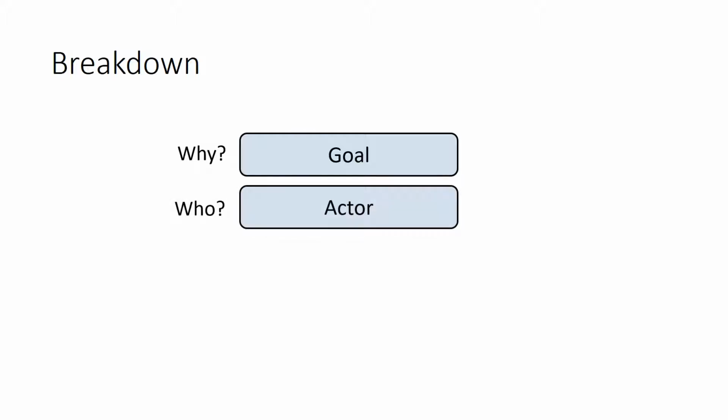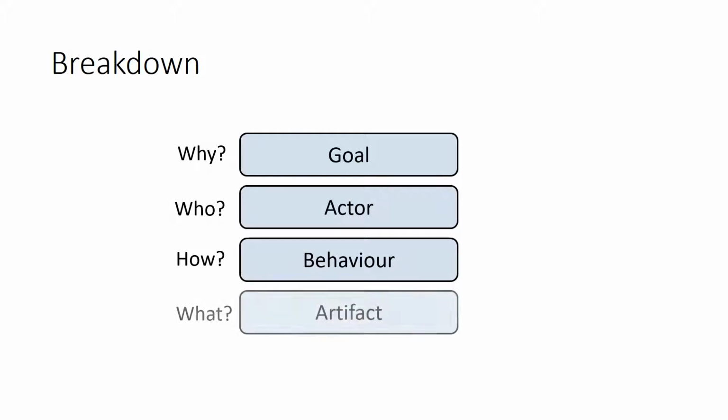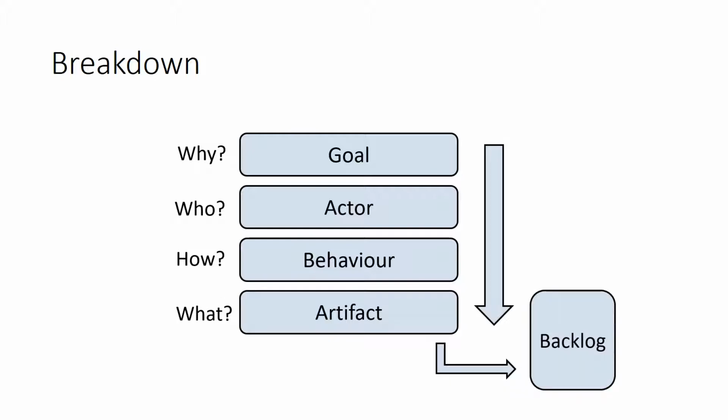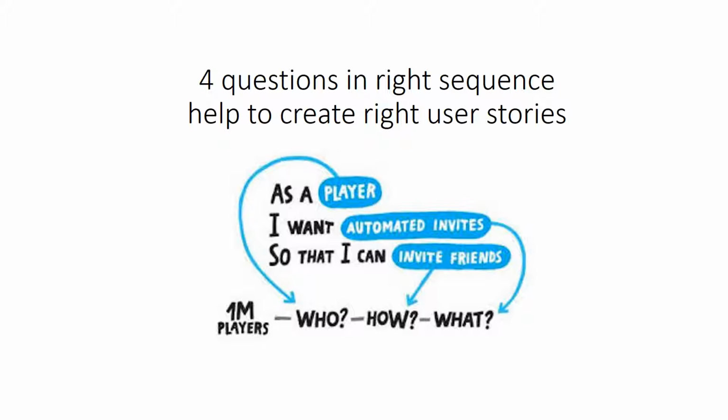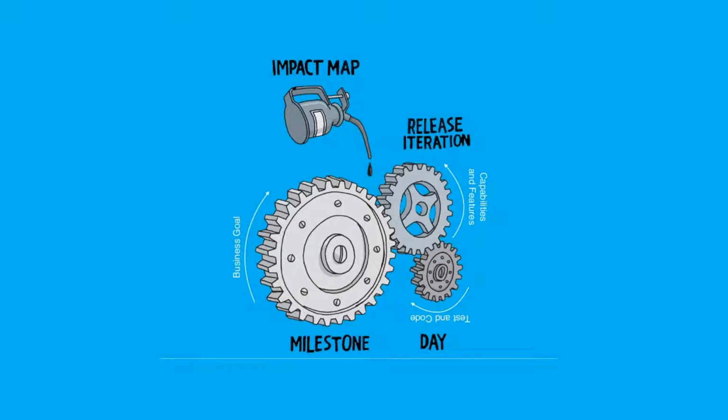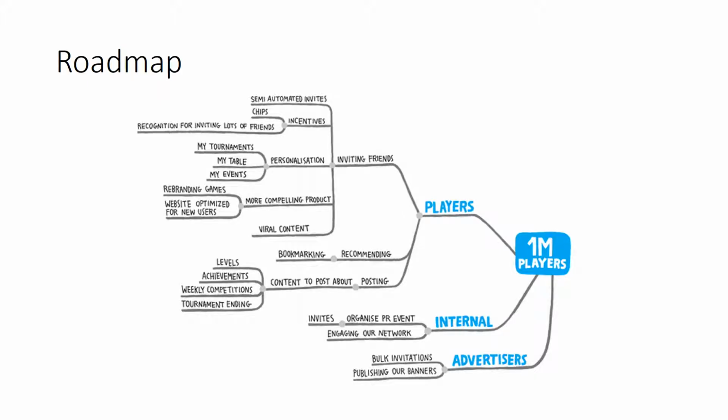If we look at the breakdown another way, why means a goal, who is the actor, how is behavior, and what is the artifact. In our case for Agile, the artifact is a backlog item or user story. And this puts the questions in just the right direction. How does it help us? Impact mapping is like oil for the process of delivery using Agile methodology. We could easily create roadmaps using this approach and mind maps like this.